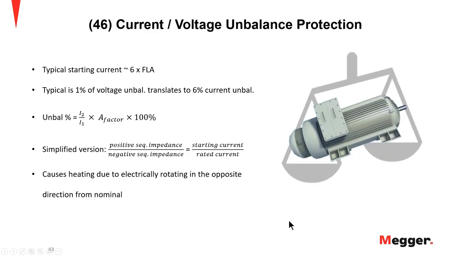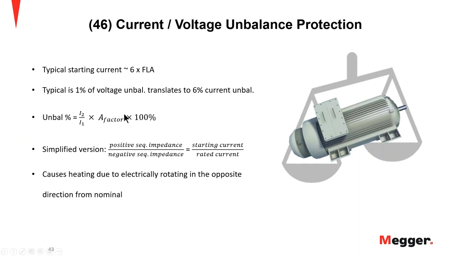Typically, 1% voltage unbalance will equate to 6% current unbalance. So when you're setting this, this is pretty common. I put it on here as typical because I've read through multiple relay manufacturer manuals, and most of them state very similar to the 1% to the 6%. So this seems to be the typical ratio. The unbalance equation here is something I pulled from one of the relay manufacturers' manuals, and it gives you an overall idea of how simple this can be.